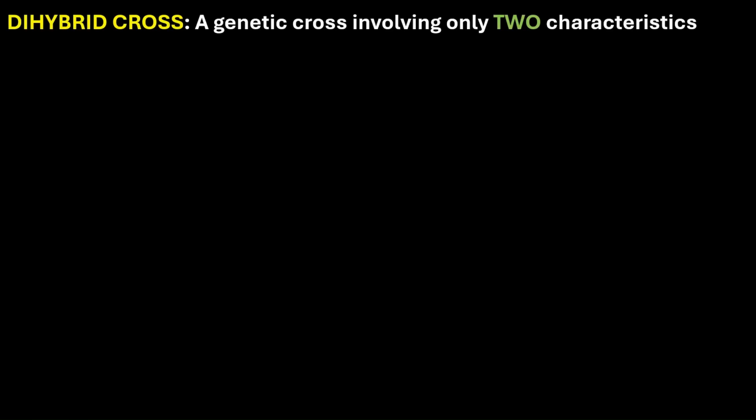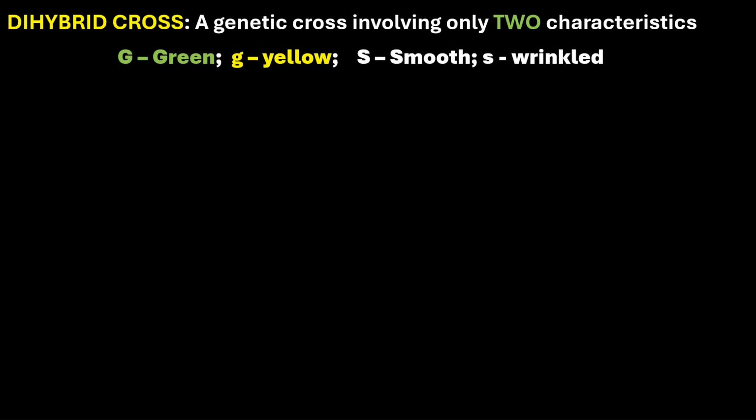All right, so let's look at a situation here. We all know that a dihybrid cross is a genetic cross involving only two characteristics. As the name suggests, di means two. So we have the key here. Capital G is for green, which is dominant, and small letter G, which is recessive, is for yellow. That means the yellow phenotype is recessive. The green phenotype is dominant. Same applies to the S. Capital S is for smooth, making smooth the dominant phenotype, and small letter S is recessive, producing a phenotype that is wrinkled.